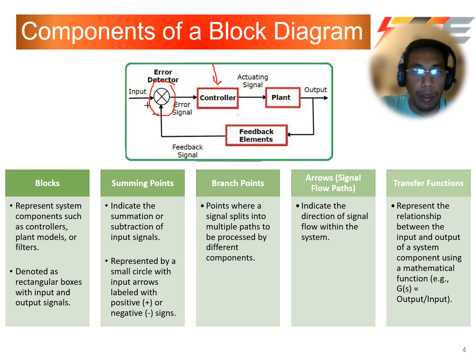Branching points, this one, are points where a signal splits into multiple paths to be processed by different components. Arrows and signals indicate the direction of the signal flow within the system. So here we can see an arrow here, an arrow here. It indicates the flow of the signal. And lastly, the transfer functions. It represents the relationship between input and output of a system component using a mathematical equation.